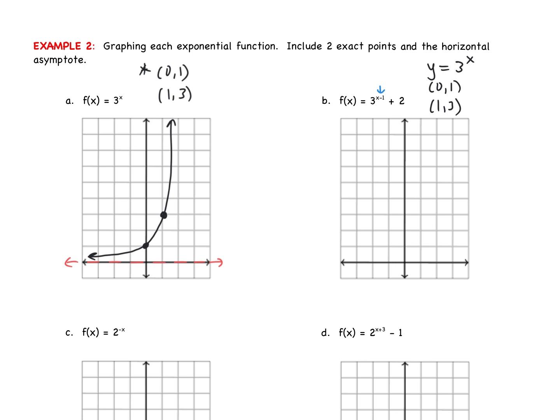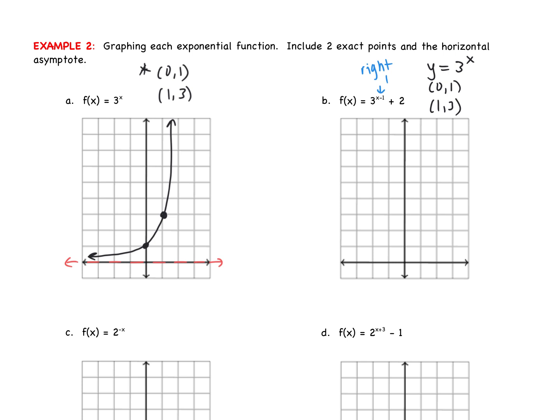Okay. Anything that's attached to the x affects x. This is one that's going to move us left or right. -1, what direction is it going to move us? Right. With x, it's always the opposite of what we think it's going to be. So that -1 is going to move us right 1.